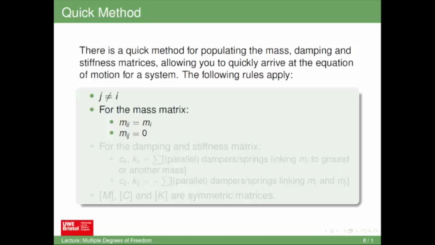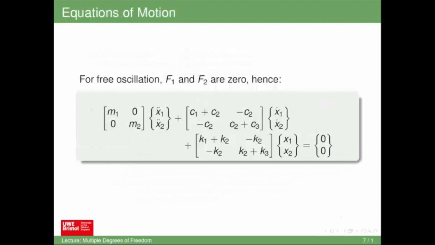M1, M2, M3, M4, and so on. So you just position them down the diagonal. All the other elements of that matrix are 0. If we go back to that matrix, here we've got M1, M2 down the diagonal, everything else is 0. Like I said, if you have a 5 degree of freedom system, your masses will just run down the middle.